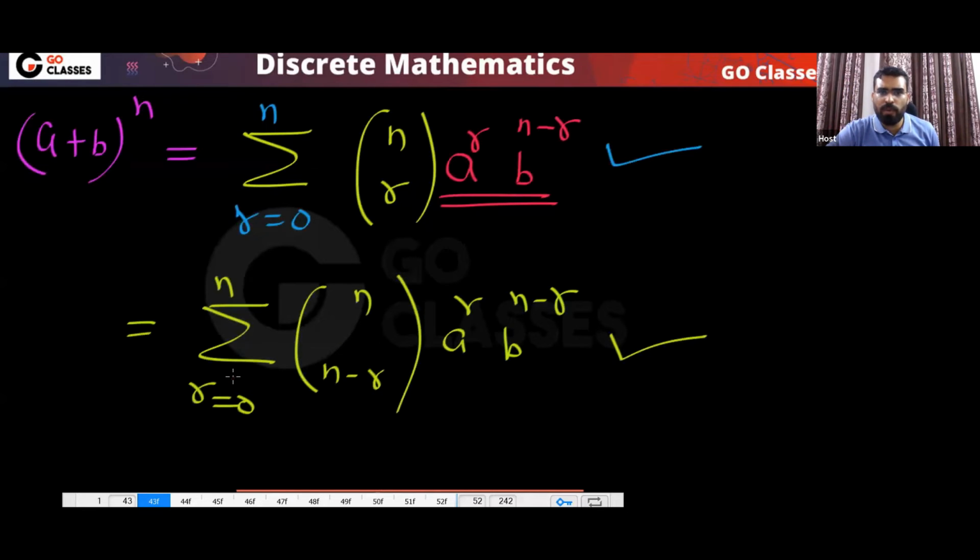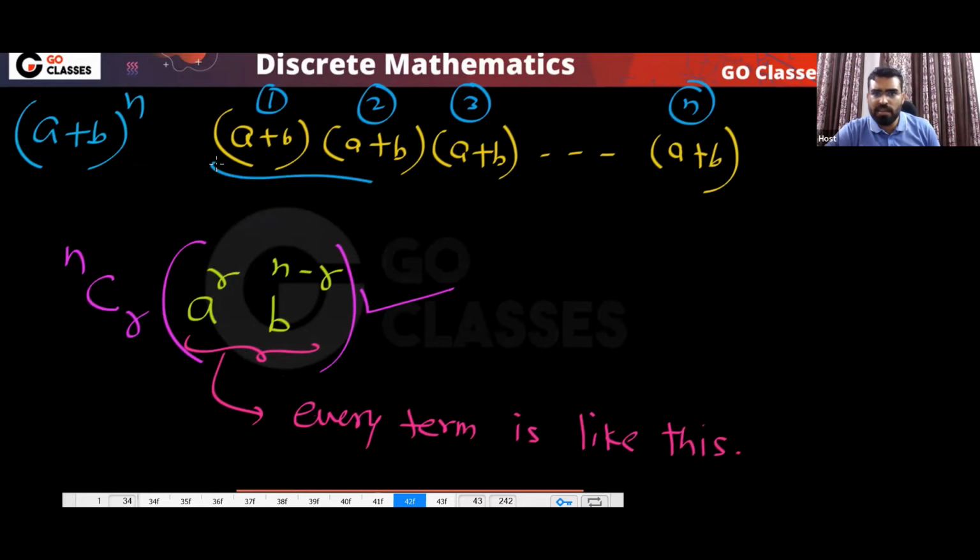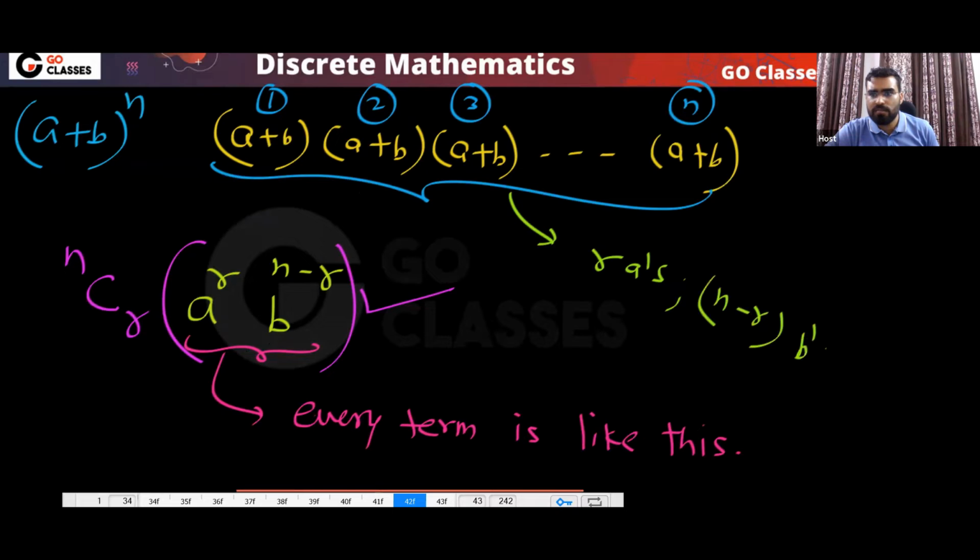Did you understand the proof of the binomial theorem? Basically, every term will be like this. If you have r a's, then you will have (n minus r) b's. If the number of a's you take is r, then how many b's will be there? Automatically, n minus r b's will be there.